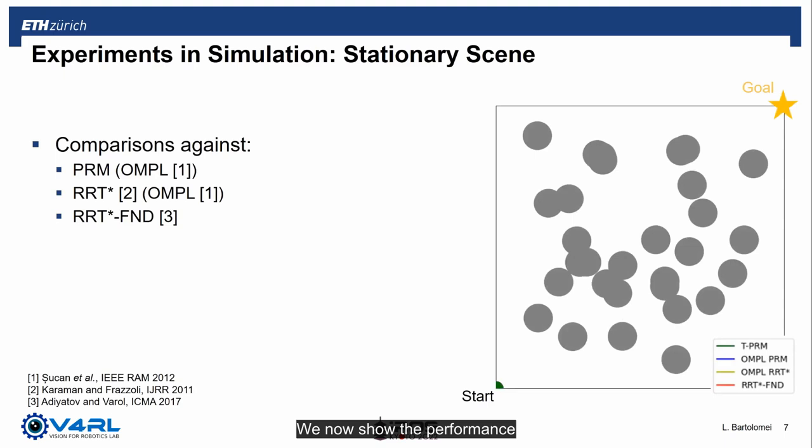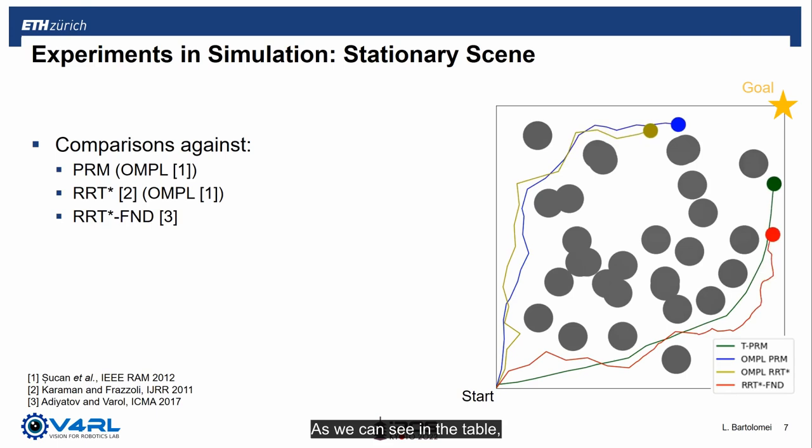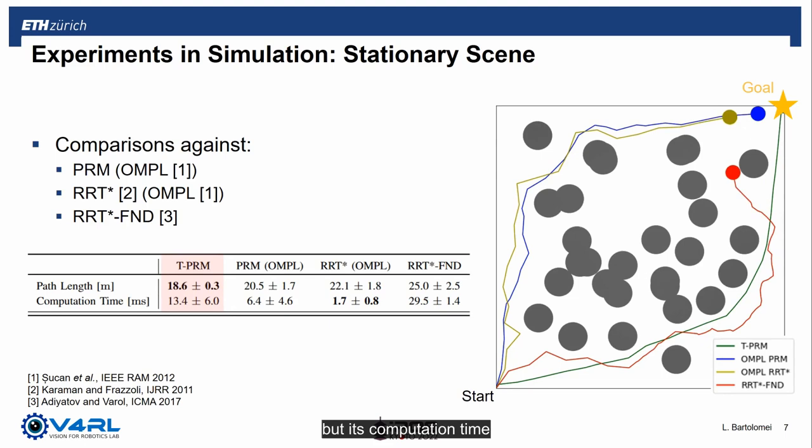We now show the performance of T-PRM, first in static scenes and then in dynamic environments. Here the robot is tasked to navigate from the lower left to the top right corner of the workspace shown on the right. We compare against PRM and RRT star as implemented in the Open Motion Planning Library and our implementation of RRT star FND. As we can see in the table, T-PRM reaches the lowest path length, but its computation time is worse than the OMPL planners, as their code was specifically optimized to handle the use case of planning in static scenes.